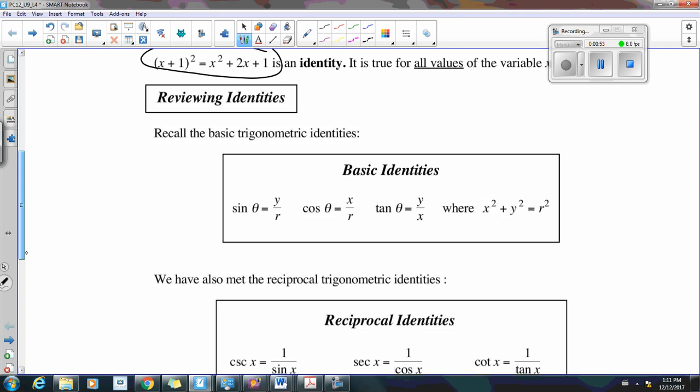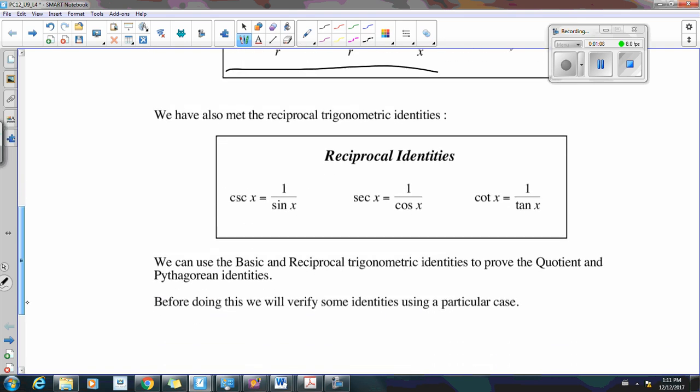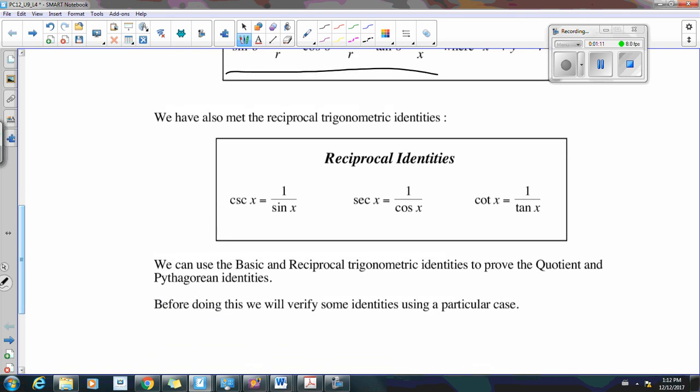So basically everything on our formula sheet is essentially an identity. The basic ones here, we know that's always true. If we're looking at our unit circle, sine theta is always equal to y over r, which is the opposite over the hypotenuse. We have our reciprocal identities, also on our formula sheet. Cosecant x is equal to 1 over sine. It's also just the definition of cosecant x, but we call it an identity because those two are always true no matter what x is.